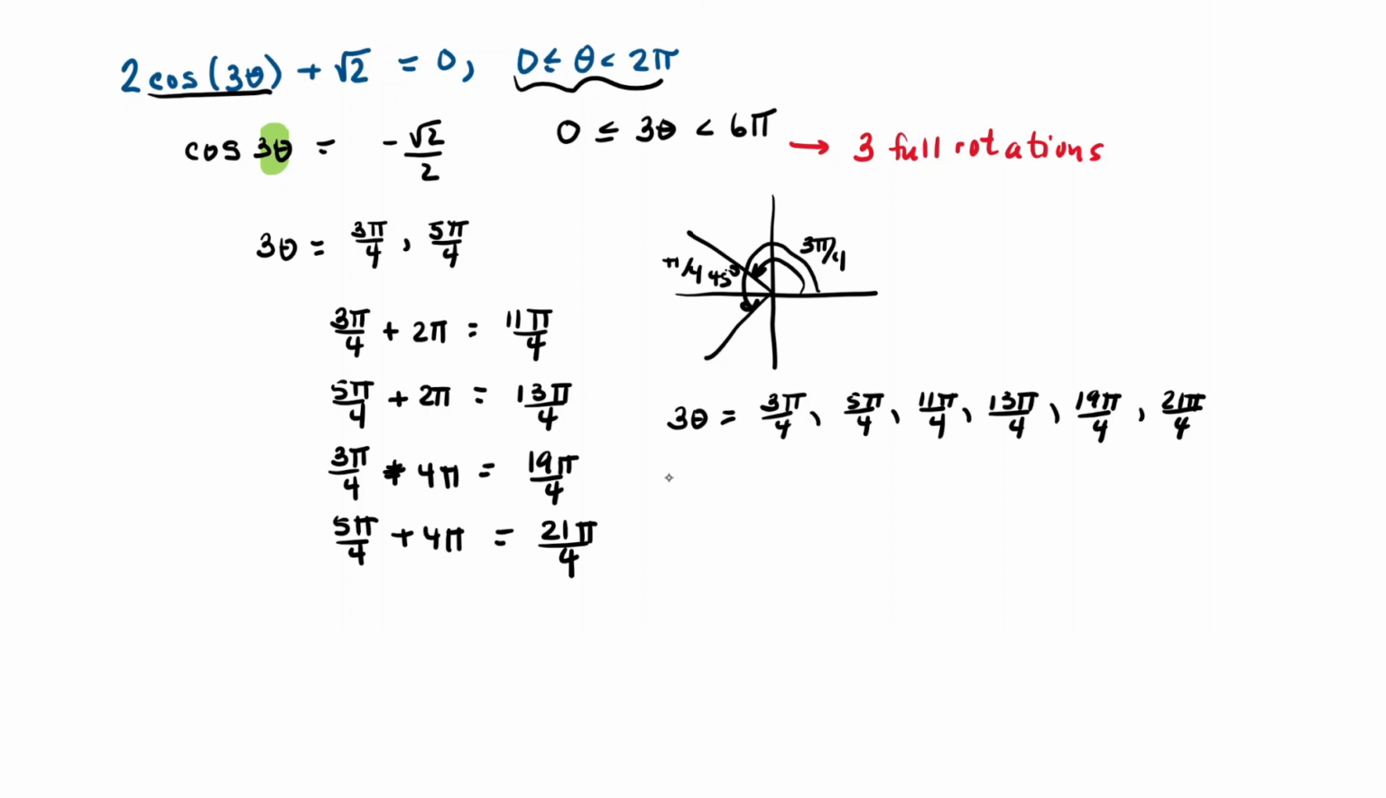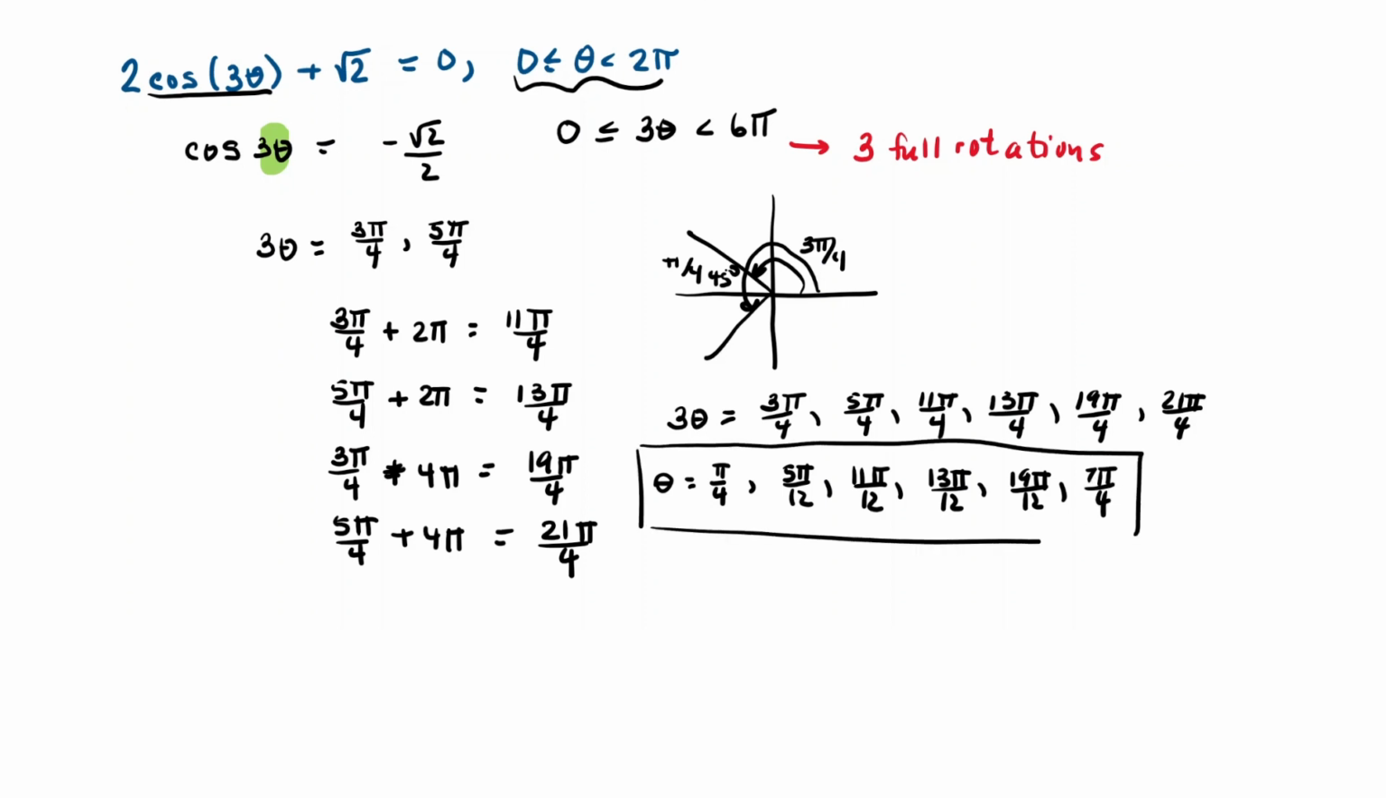So that means to find the actual values of theta, I just divide each of those by 3. So 3 pi over 4 divided by 3 is pi over 4. Think of it as multiplying everything by 1/3. So then we have 5 pi over 12, 11 pi over 12, 13 pi over 12, 19 pi over 12, and 21 pi over 12, which would simplify to 7 pi over 4. And all of those solutions are between 0 and 2 pi, and they all satisfy the original equation.